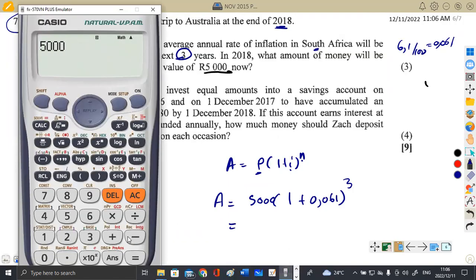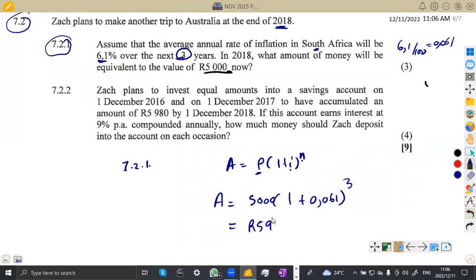So 5,000 into 1 plus 0.061, all right, to the exponent of 3. That will be the amount. Okay, so we are going to have 5,971.95, after rounding off properly. All right, so that is the amount that Zek is going to have after that inflation.